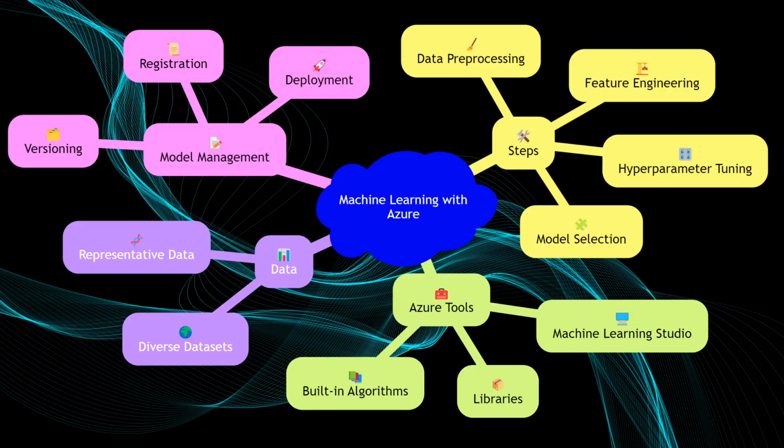Developing and training machine learning models involves several steps, including data pre-processing, feature engineering, model selection, and hyperparameter tuning. Azure Machine Learning provides a range of tools and frameworks to streamline these processes. Use Azure Machine Learning Studio to create and manage experiments, and leverage built-in algorithms and libraries for model training. Ensure that your models are trained on diverse and representative datasets to achieve optimal performance. Once trained, models can be registered in the Azure Machine Learning workspace for versioning and deployment.